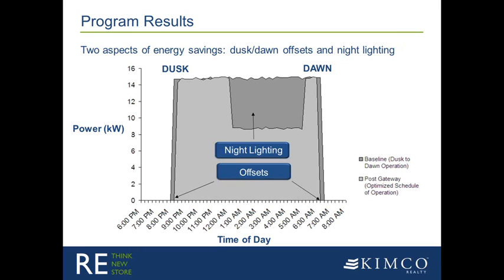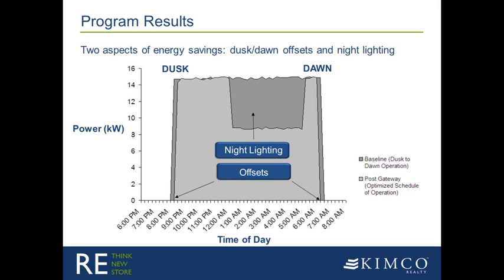The second is night lighting. And this can save anywhere from 15 to 30% based on the needs of the site, the security issues, ambient lighting conditions, whatnot. I tell the property managers to shoot for half the lights for half the night, and that would essentially give us 25% savings if we were able to achieve that.